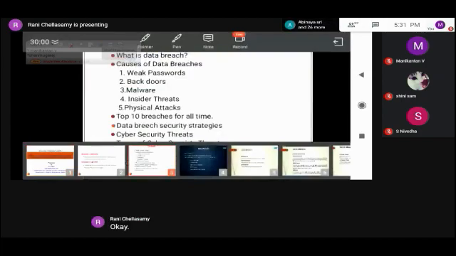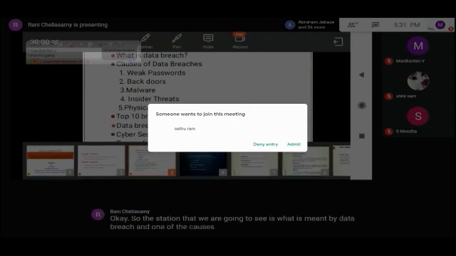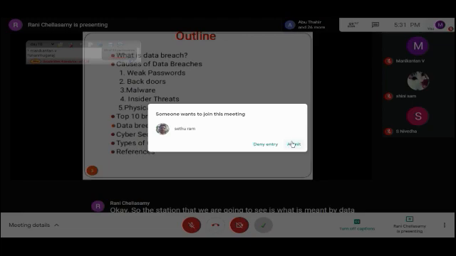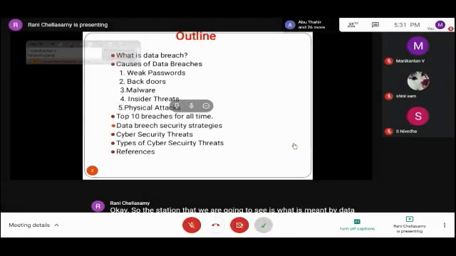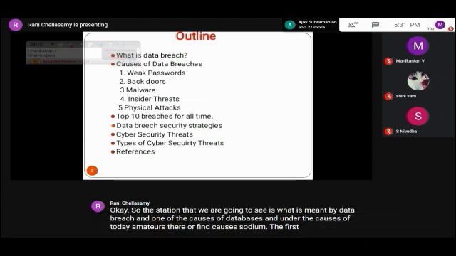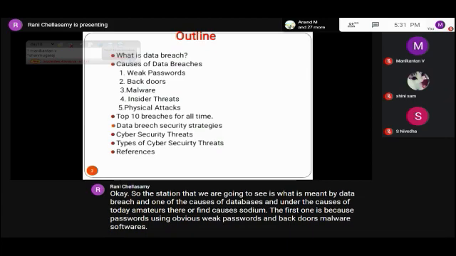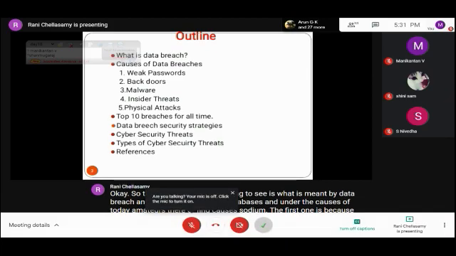Okay, so the outline of today's session is: what is a data breach and what are the causes of data breaches. Under the causes of data breaches, there are five causes. The first one is weak passwords, then backdoor malware software, insider threats, and physical attacks. So these are the five causes of data breaches that we are going to see.